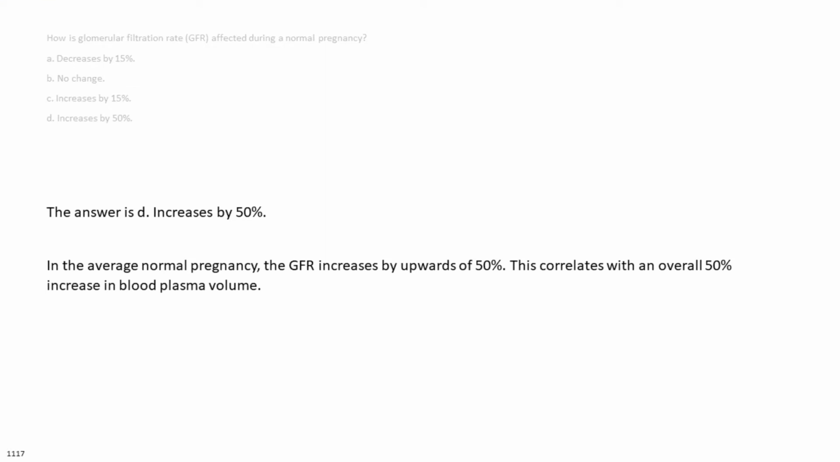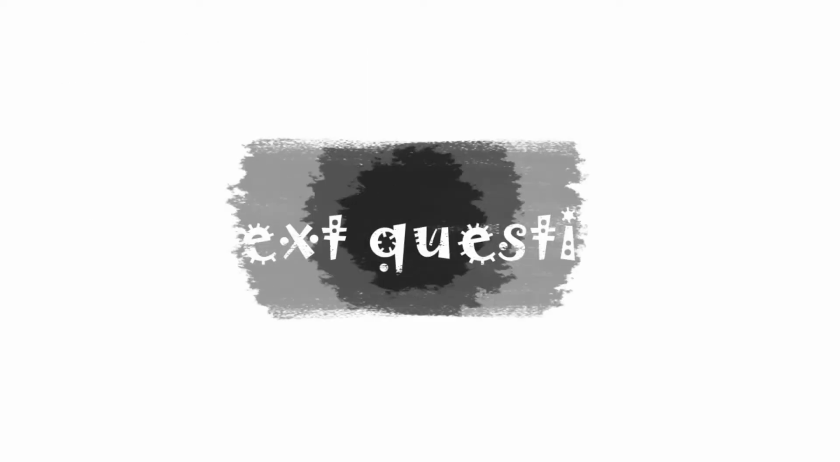The answer is D. Increases by 50%. In the average normal pregnancy, the GFR increases by upwards of 50%. This correlates with an overall 50% increase in blood plasma volume.